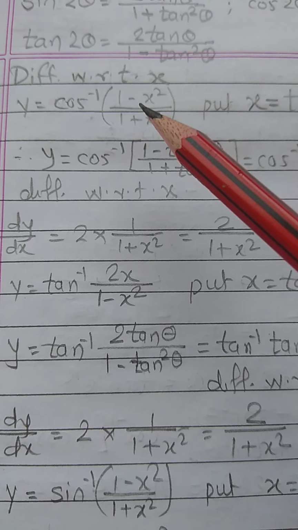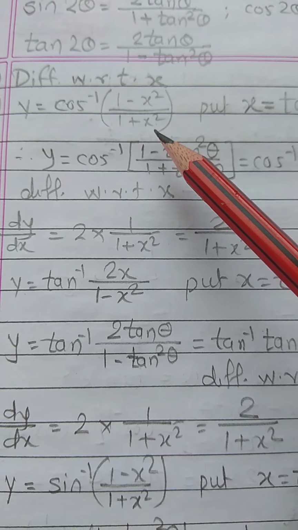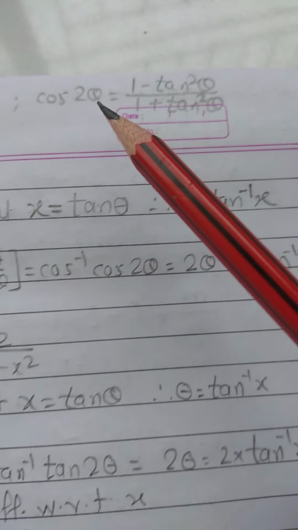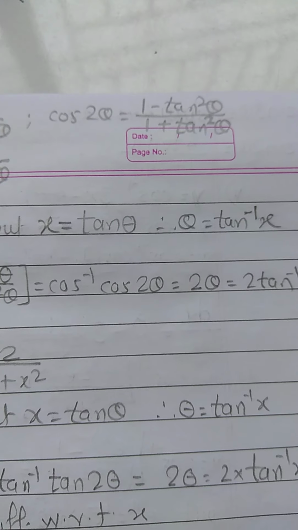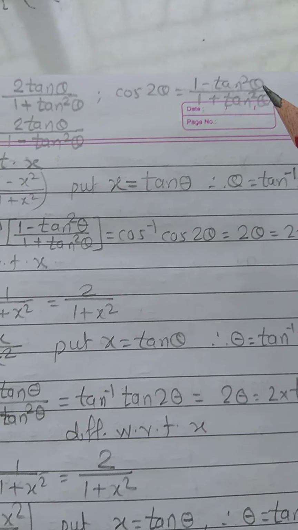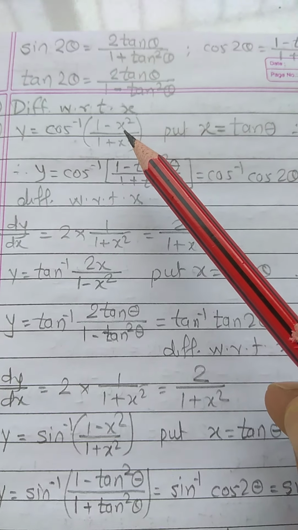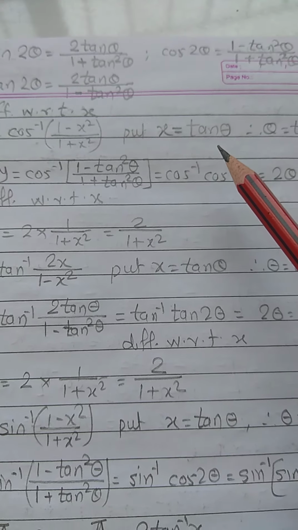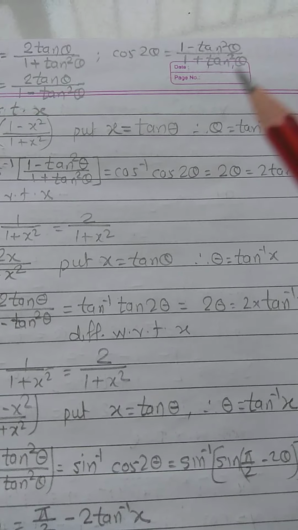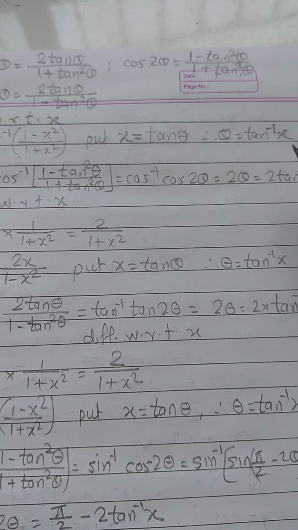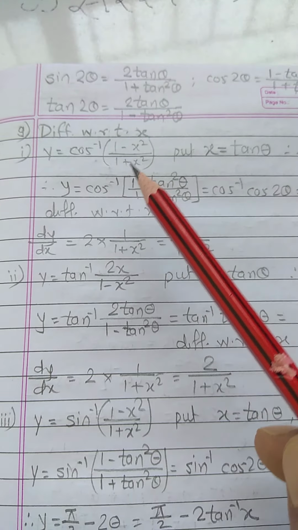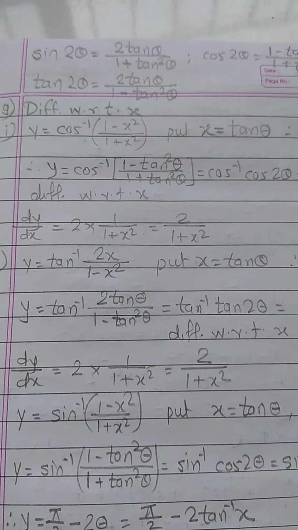We know that (1 − tan²θ)/(1 + tan²θ) is always cos 2θ. Look here, cos 2θ is always (1 − tan²θ)/(1 + tan²θ). So we will put x equal to tan θ here. If x equals tan θ, then θ will be tan⁻¹ of x. So y will become cos⁻¹ of (1 − tan²θ)/(1 + tan²θ).